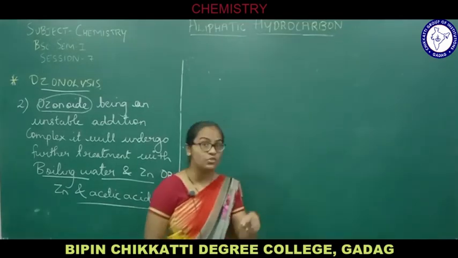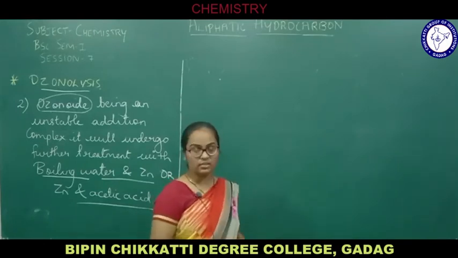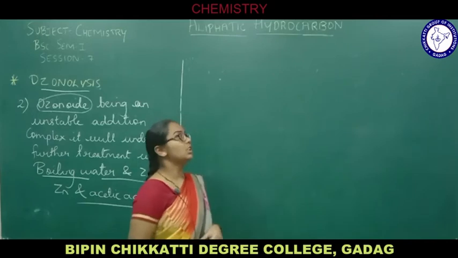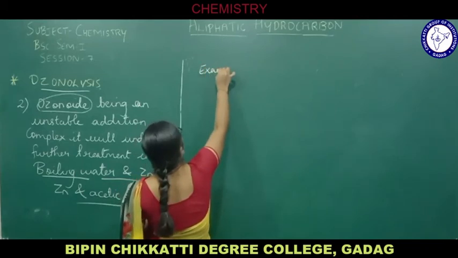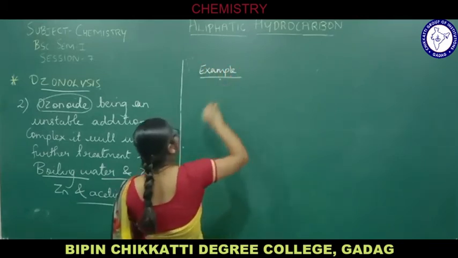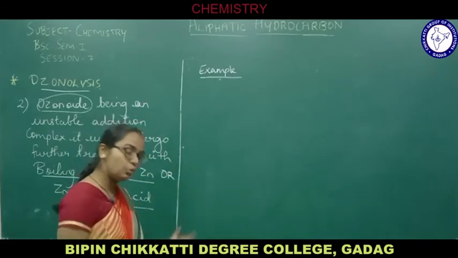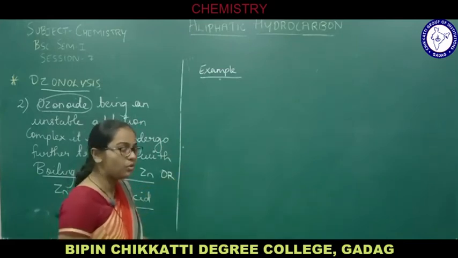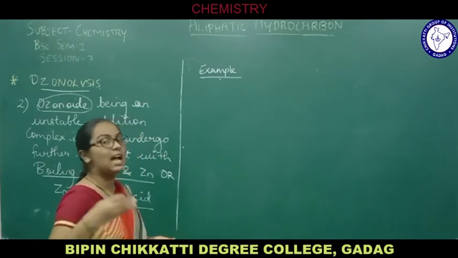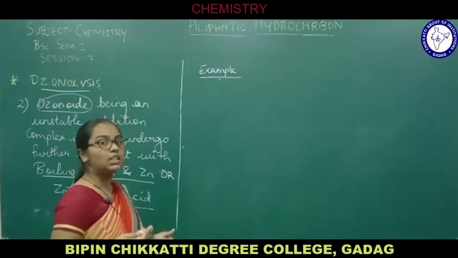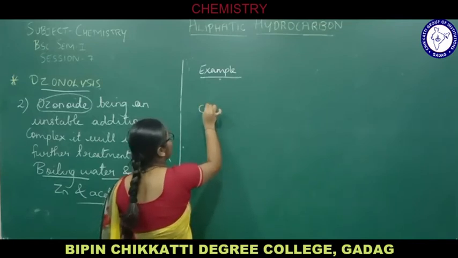Now we'll understand this ozonolysis process by taking an example, as we understood the general reaction. So here we are going to consider one reactant, which is basically an olefin. That olefin undergoes a reaction with ozone to form an ozonoid, and the ozonoid on further reaction with boiling water and zinc forms the two carbonyl compounds. Okay, so how will this reaction take place? Let's consider one example.